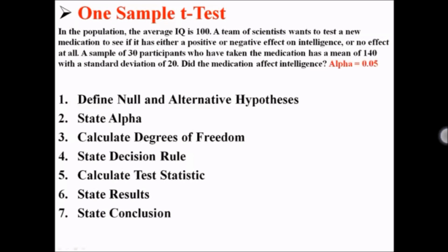The steps on doing a t-test for this problem is first, you have to define the null and alternative hypothesis. Second is to state the alpha, which is 0.05. Third, to calculate degrees of freedom. Fourth, state decision rule. Fifth, calculate test statistic. Sixth, state the results. And seventh, state your conclusion.